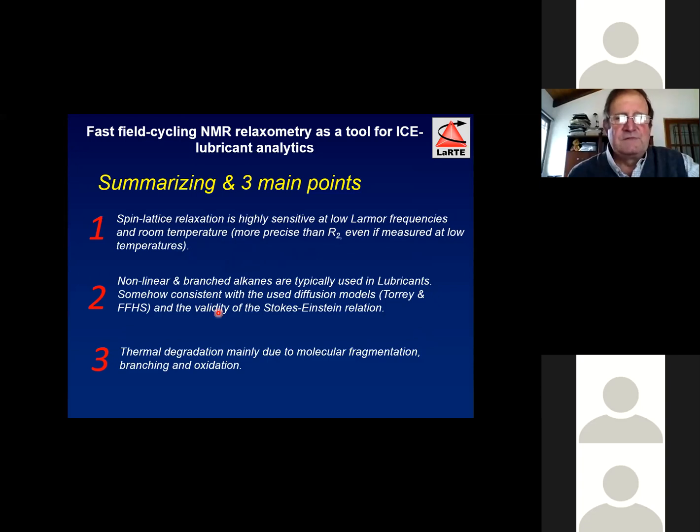Second point, in lubricants, we usually use branched alkanes, which are much more efficient from the tribological performance of the lubricant. And somehow we can assume that we have a quantity of molecules that are not perfectly spherical. So this is consistent with the diffusion model, which is actually based on, or thought for, spherical molecules. And the Stokes-Einstein relationship is somehow valid for a range of use of the specimens.